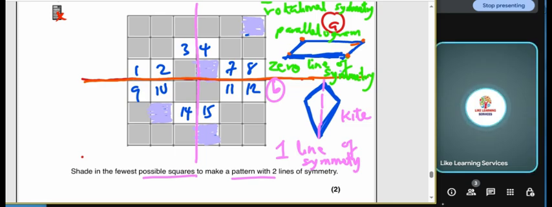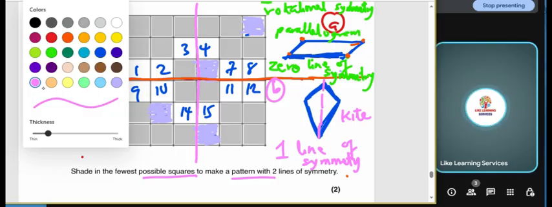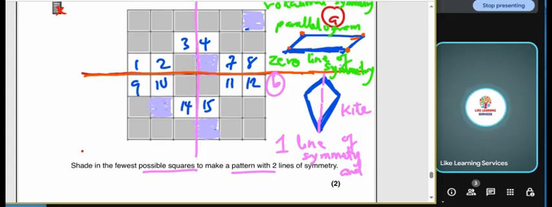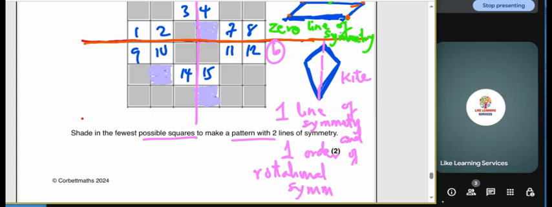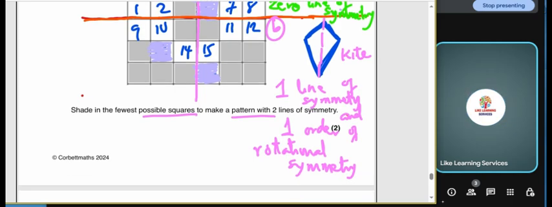One. It also has one line of symmetry and one order of rotational symmetry. Sometimes it may be the same, some other time it may not always be. Can something have a zero order of rotational symmetry? No. Beautiful. So a kite has one line of symmetry and one order of rotational symmetry. Something cannot have a zero order of rotational symmetry. At least it can have one.